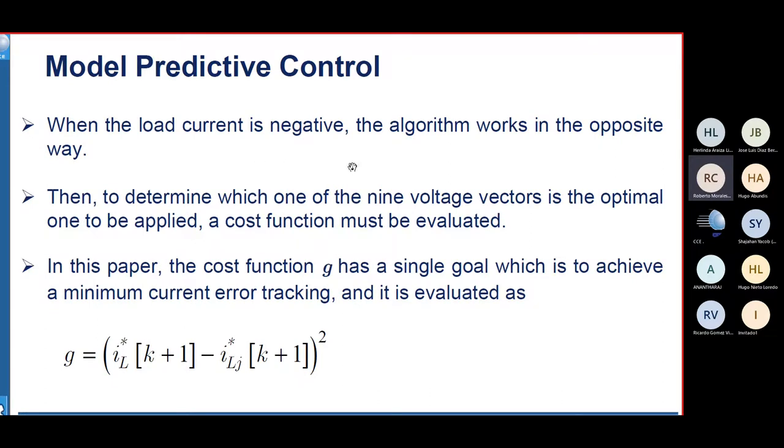When the load current is negative, a cost function will be evaluated. In this paper, the cost function has a single goal, which is to achieve a minimum current error tracking, and it is evaluated in this form. This is for each of the 9 possible currents.